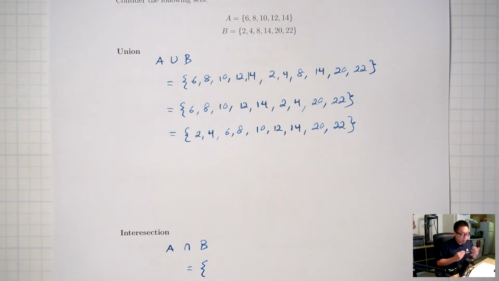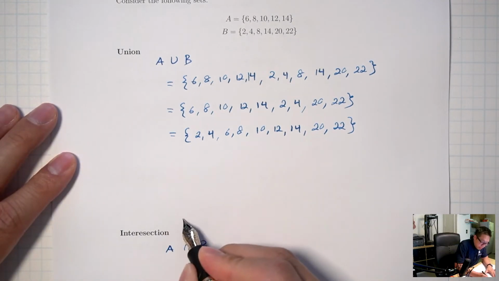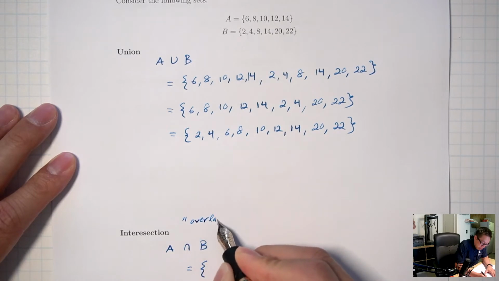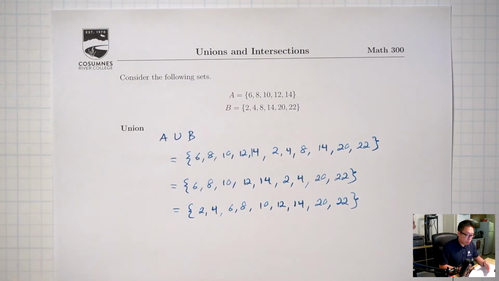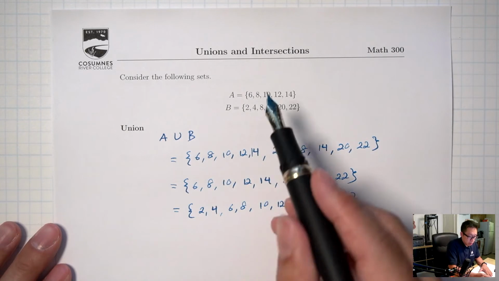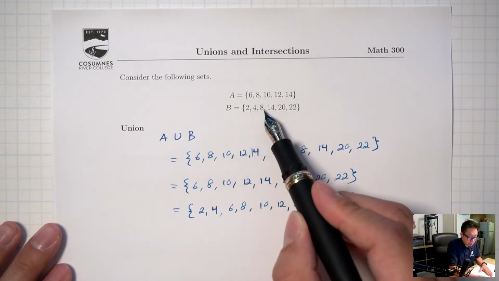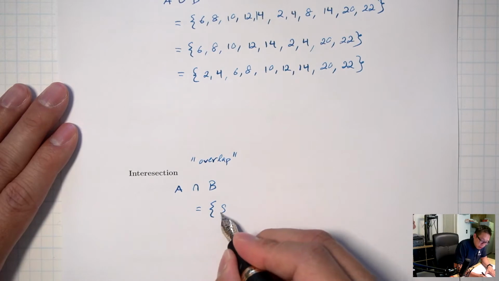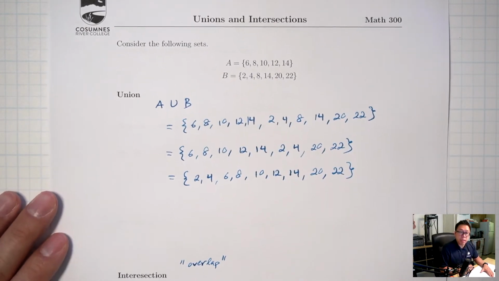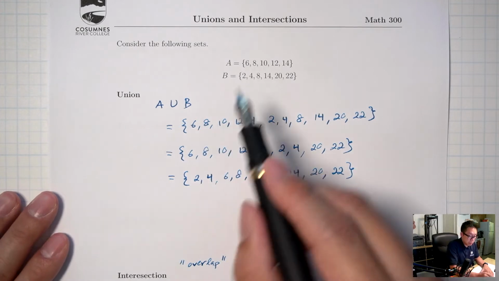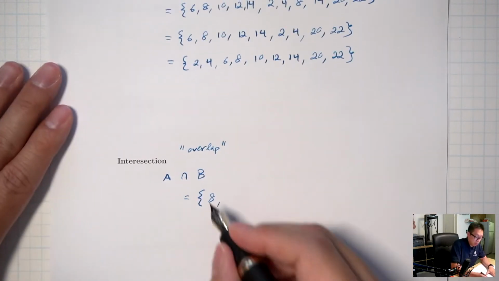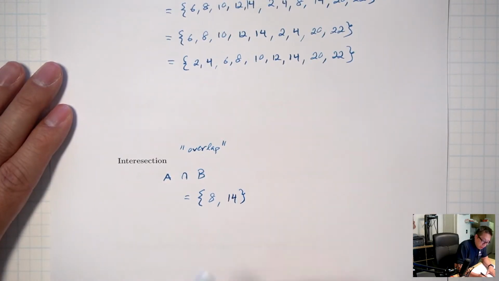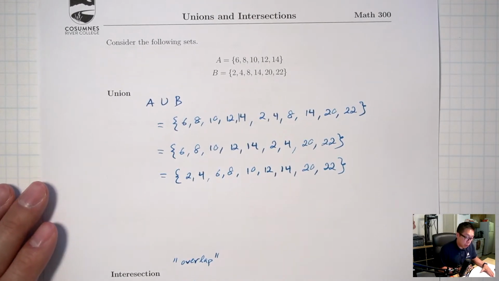Think of the intersection as the overlap. In other words, what numbers are in both sets at the same time? 8, right? 8's in A and also in B. So 8 is in the intersection. Is there anything else? Do you see any other numbers that are in both sets at the same time? 14. 14 is in both sets at the same time. So 14 is in the intersection. And I think that's all.